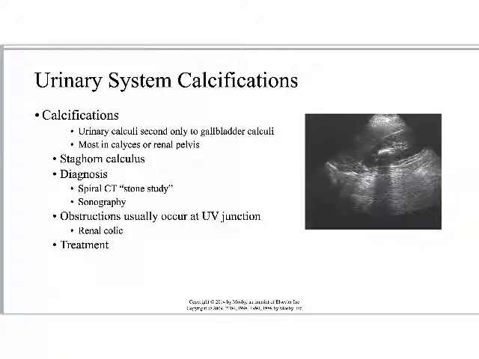Staghorn calculus is actually going to start to fill the renal pelvis itself, and maybe that is the best way to think about what the shape of the renal pelvis looks like. It looks like a moose horn or a deer's horn, right? So it starts to form a calculus throughout the entire renal pelvis as a staghorn calculus, and those are the really fun ones to get the laser gun on, right?